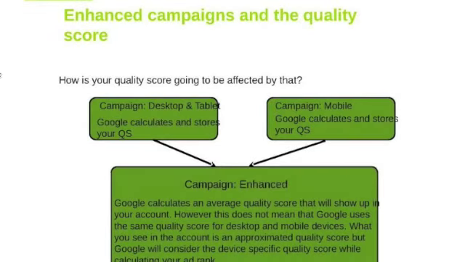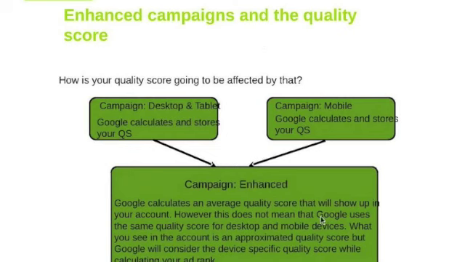So now we are going to talk about quality score. Quality score is fundamental in order to actually pay less to get more. So how does Google calculate the quality score? It's pretty easy. First of all, you have a quality score calculated on desktop devices, a quality score calculated on mobile devices, and a quality score also on tablet, even though desktop and tablet are now always going to be considered one thing.